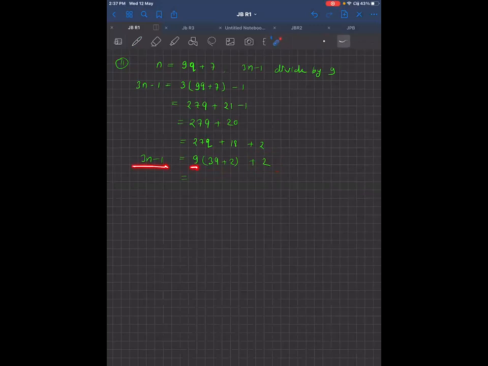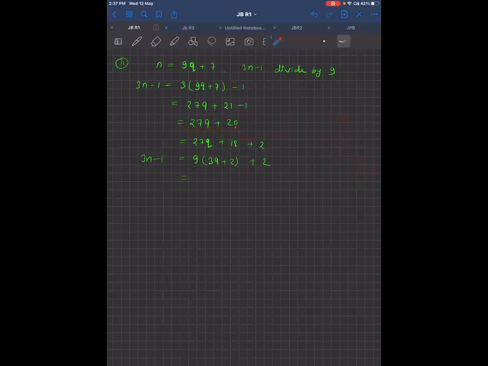Dividend equals divisor into quotient plus remainder. So the remainder is 2. Now you can't say that here also you can write it in this form, 9 into 3 plus 20, that is divisor into quotient plus remainder. But actually 20 can't be the remainder because the remainder is always less than the divisor. So a value greater than 9 can't be the remainder.